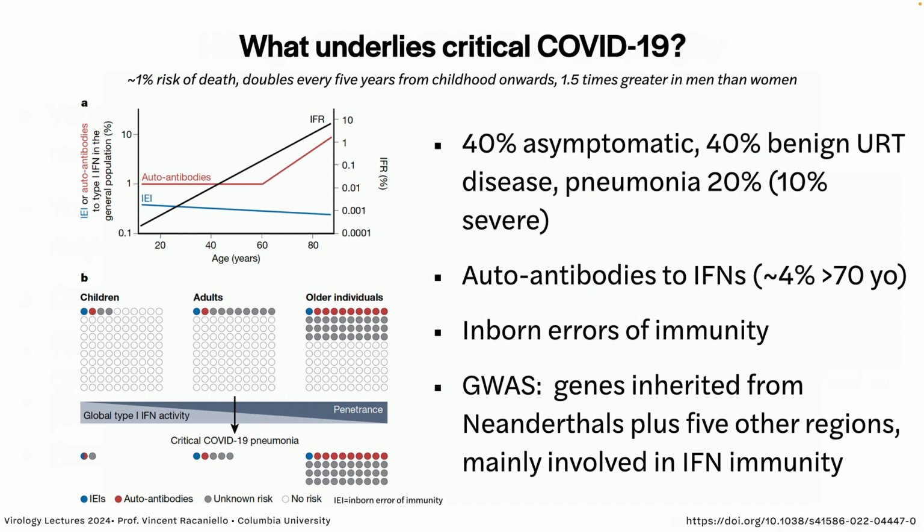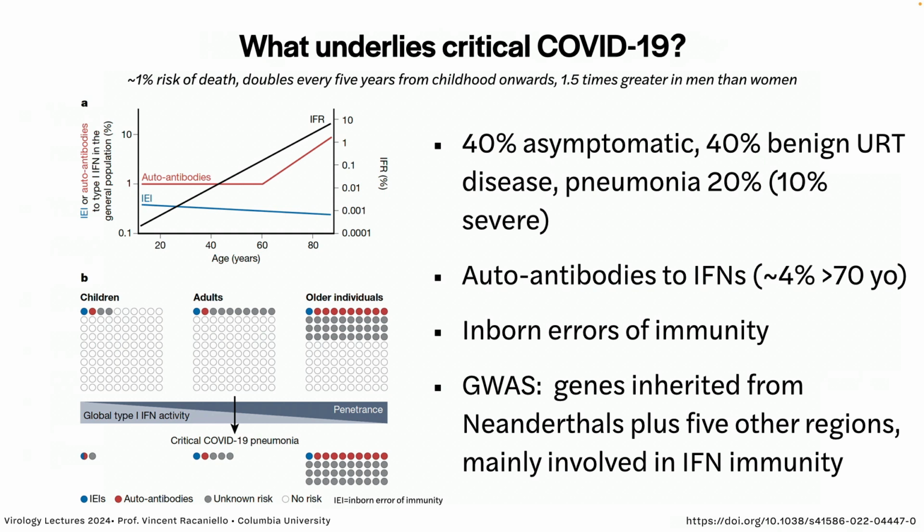People over 70 years of age, about 4% of the population, make antibodies to their own interferon. Of course, that's not good because you're blocking their ability to respond to an infection. And as you get younger, that percentage goes further and further down. And so I think that's shown in this slide here on the bottom here.